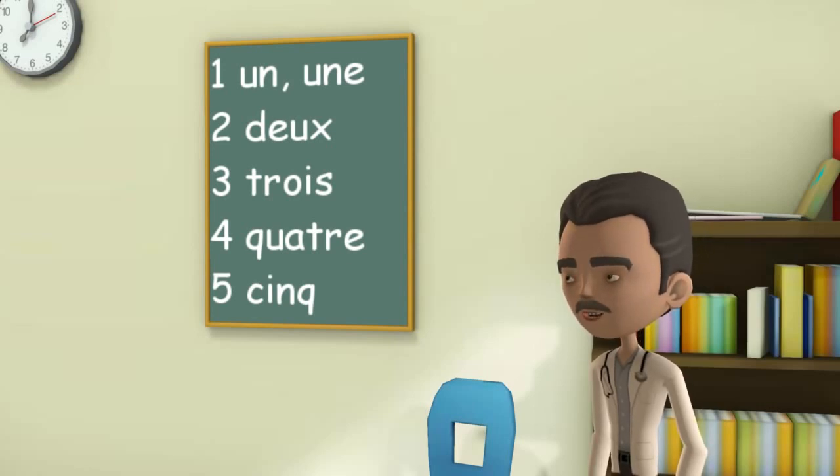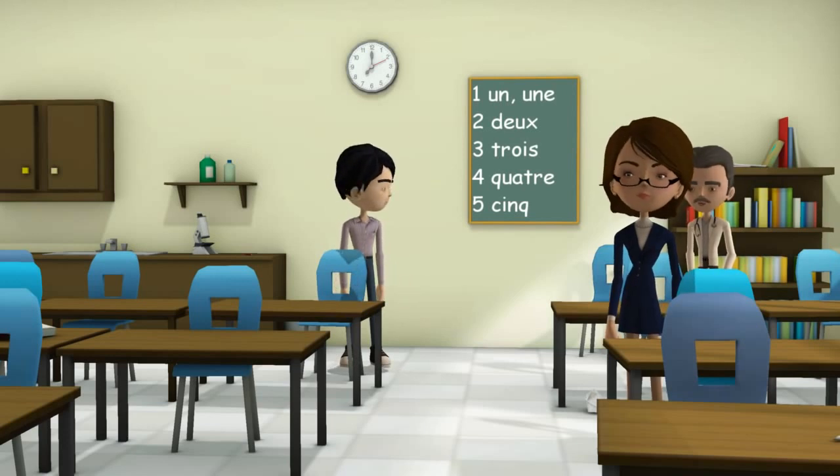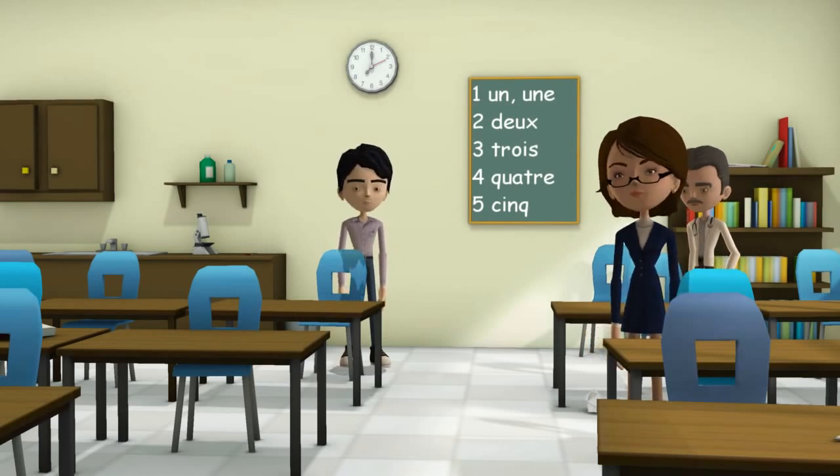Listen to the difference again. Deux. 2 heures. You will hear this effect also with the words for 6 and 10, and also 3, because it is spelled with an S at the end. Trois. 3 heures. Now you say 3 and 3 o'clock.